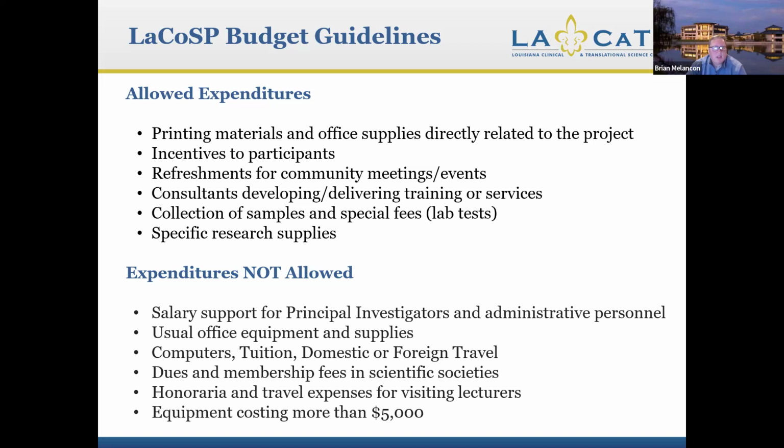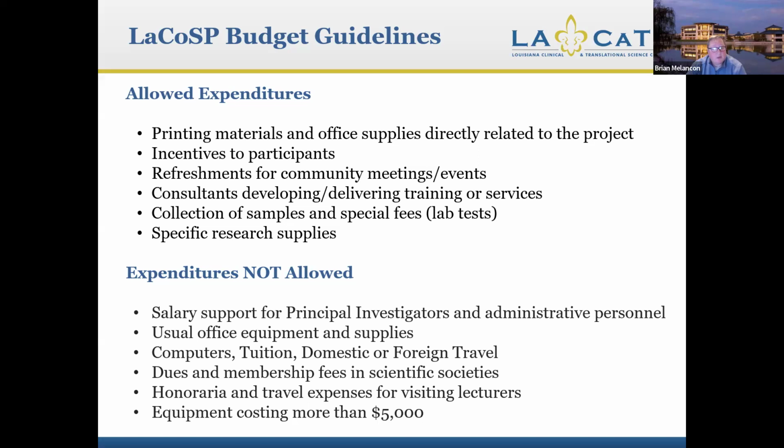So making sure that what this consultant is doing, again, with the printed materials, incentives to participants, refreshments, all these things, these are expenditures that are directly related to the project. We'll talk about justification later, because you'll need a strong justification for everything that you ask for. But again, correlation to the project, that without these things, you cannot complete the project.